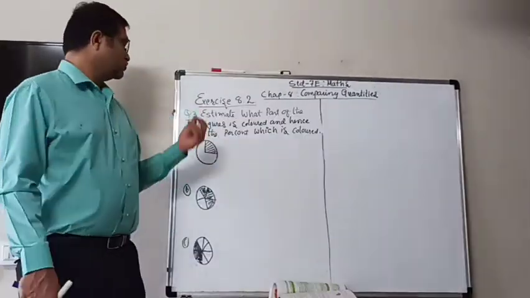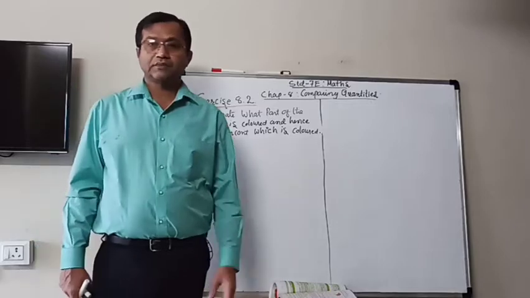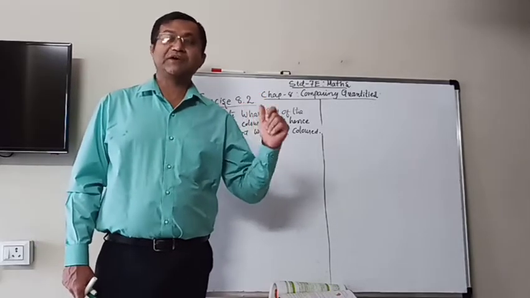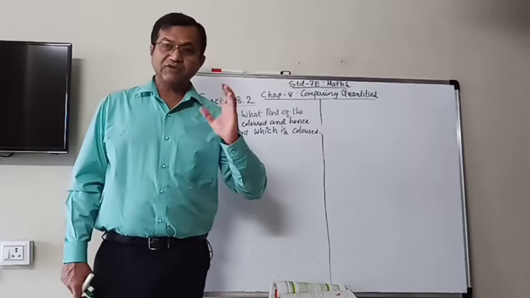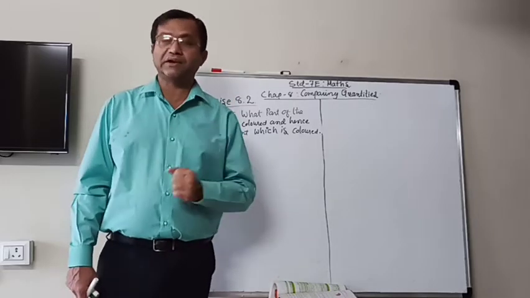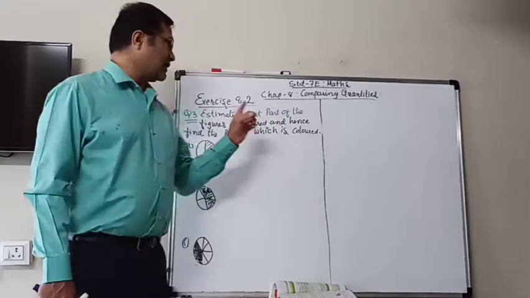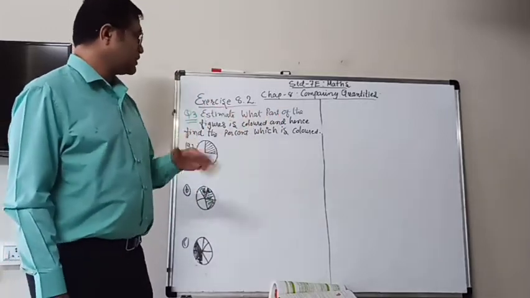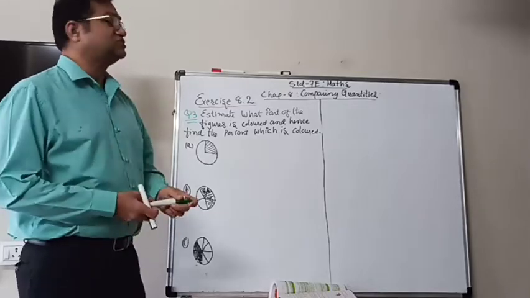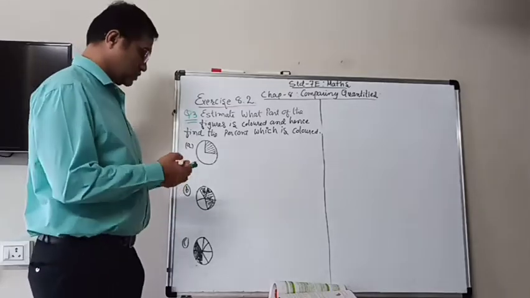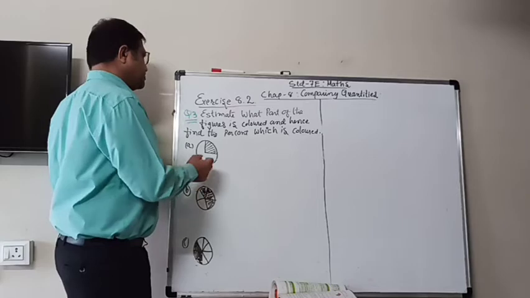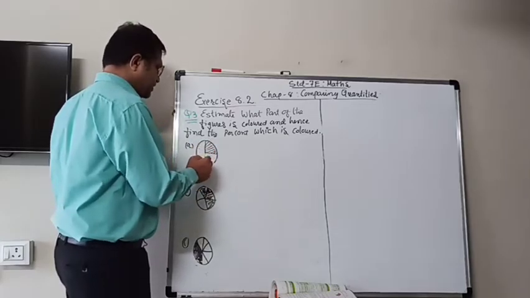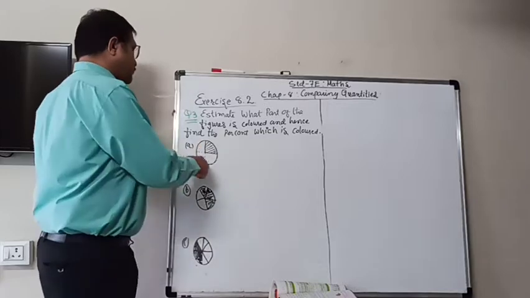Now question number 3. Here the figures are given in which some parts are colored. So estimate what part of the figures is colored and hence find the percent which is colored. So here you can see that if you extend that one, then you know that there are 4 parts done.